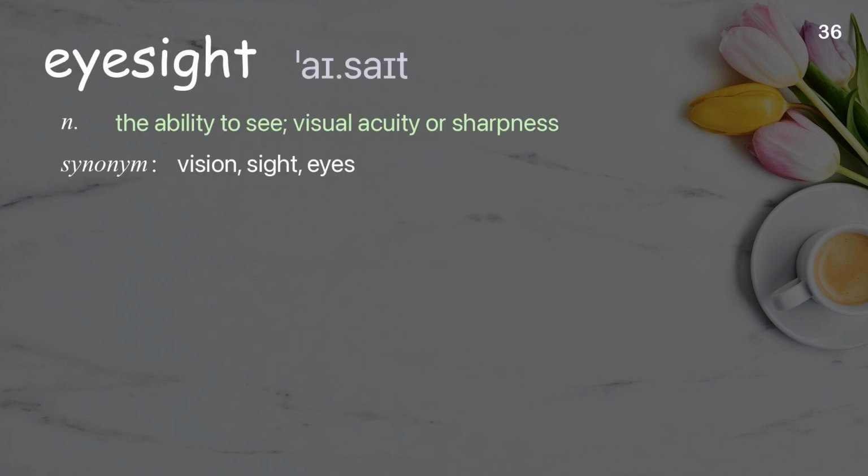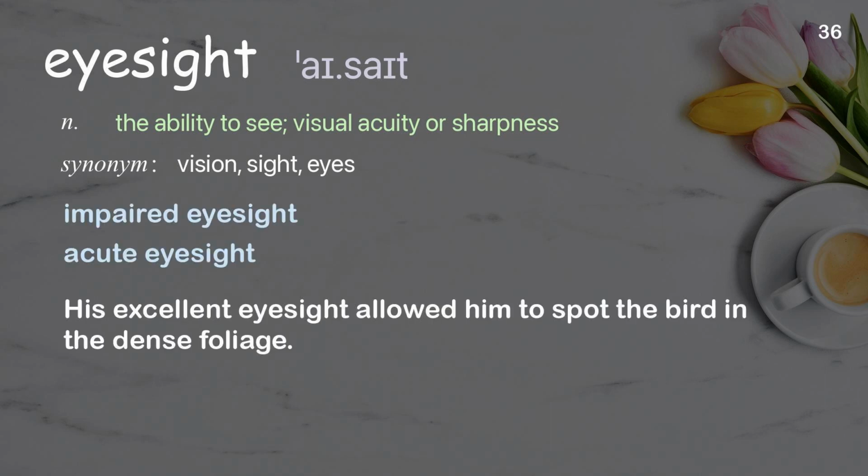Eyesight. The ability to see, visual acuity or sharpness. Examples: Impaired eyesight. Acute eyesight. His excellent eyesight allowed him to spot the bird in the dense foliage.